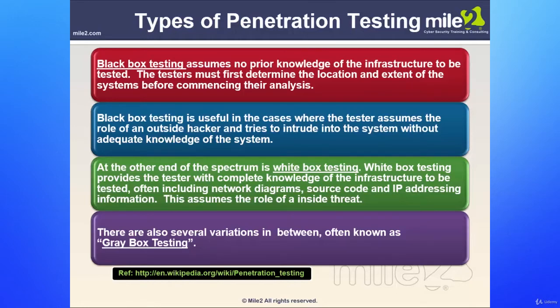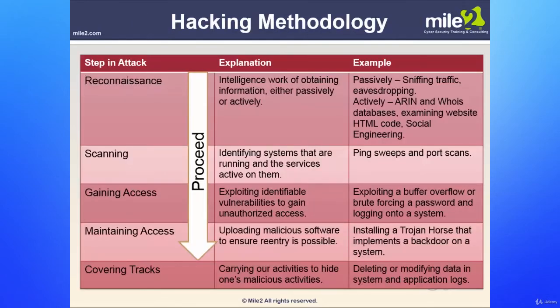All right. Other things to remember is hacking methodology. There are 5 phases, and the phases need to be known in order. We have what's called reconnaissance. This is basically where we go in and intelligently work off obtaining information either passively or actively. Passively, we mean by sniffing traffic, by eavesdropping, by looking over someone's shoulder. Right? Actively, here I'm mentioning ARIN and whois databases, which we'll talk about later when we talk about DNS and such, examining website HTML code, and social engineering.